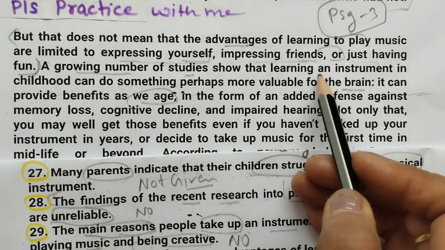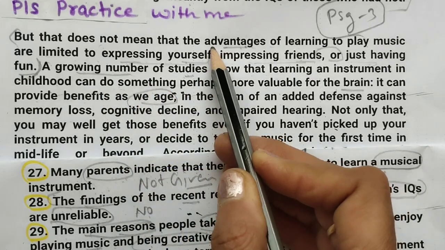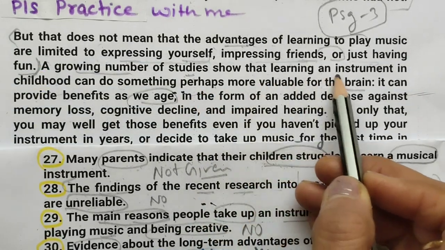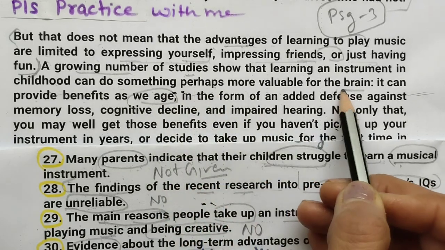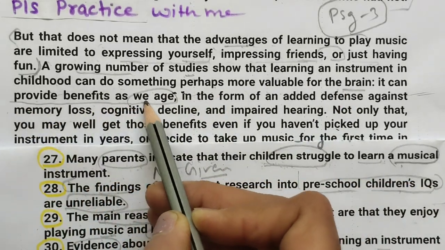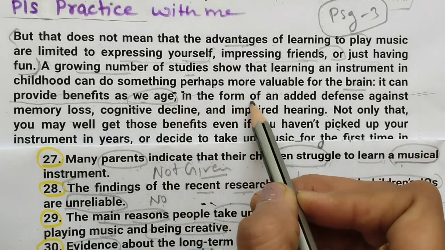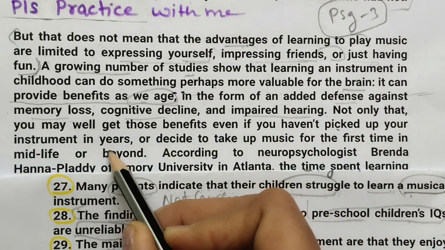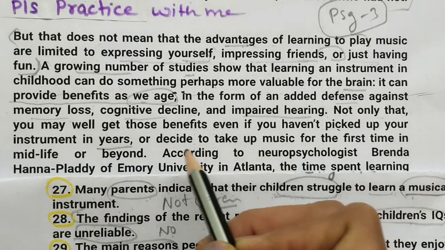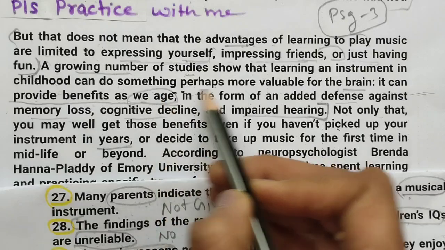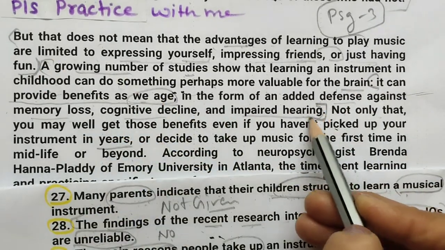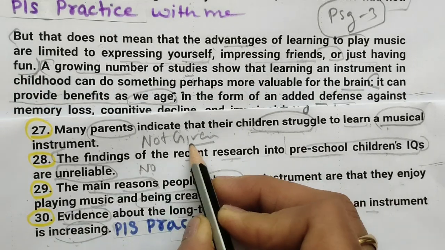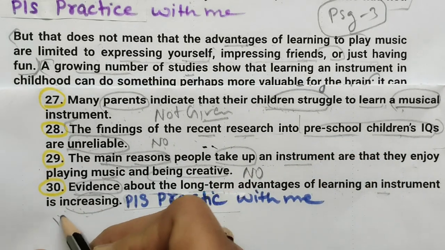So long term advantages of learning, of course in this paragraph they are talking about advantages. A growing number of studies means evidence is showing long term advantages, showing that learning an instrument in childhood can do something perhaps more valuable for the brain. It can provide benefits. This is the long term benefit as we age, meaning when we grow up, in the form of an added defense against memory loss, cognitive decline, impaired hearing. Not only that, take up music for the first time in midlife or so. Till here you can read it. You will get to know evidence about the long term advantages of learning an instrument is increasing. So definitely not given is also there, no is also there, and of course the last will be yes.